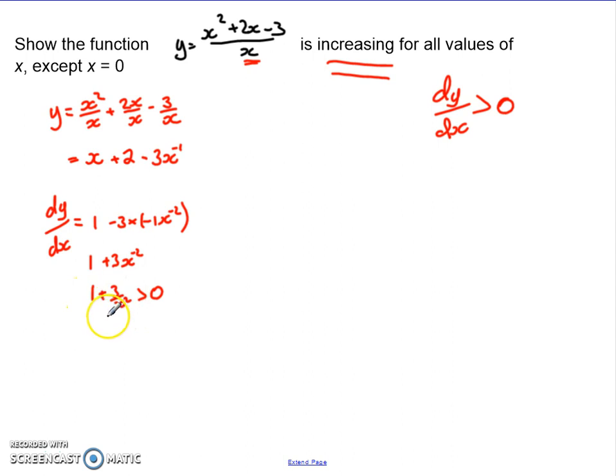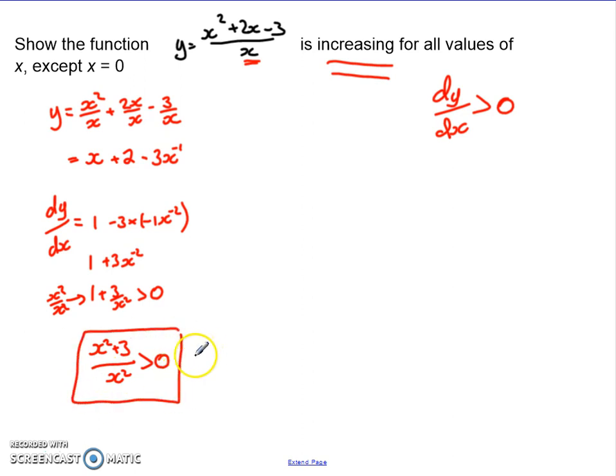Best way to do it, combine this all into one fraction. 1 can be written as x squared over x squared. Then we can combine it. So at that point we get x squared plus 3 over x squared has to be bigger than 0. Now, x squared on the bottom here, this is always going to be positive regardless of which value we pick. And this one here on the top, x squared plus 3, regardless of which value of x we pick, even if it's the biggest negative number in the world, it's going to be a positive value, which means that when we add something onto it, it's going to be a positive value as well. So this, x squared plus 3 over x squared, is always going to be bigger than 0. So actually that statement there is true. What we can then say is, therefore, dy by dx is bigger than 0 for all values of x.